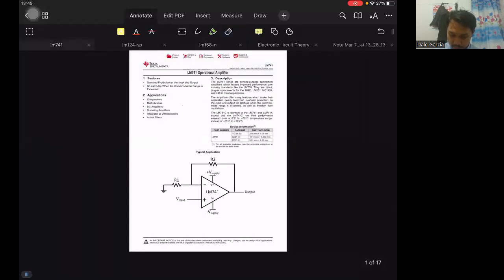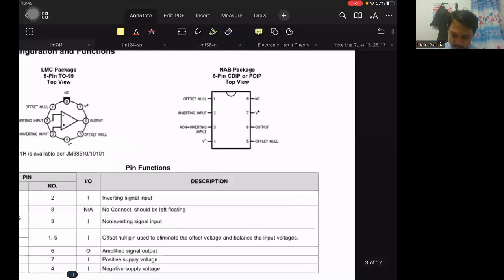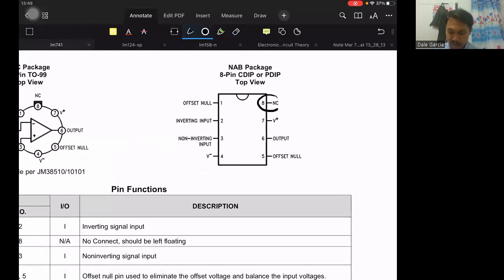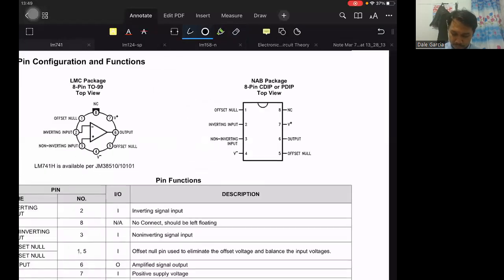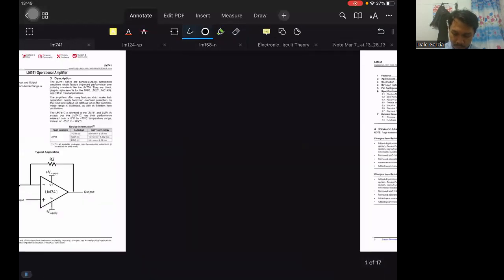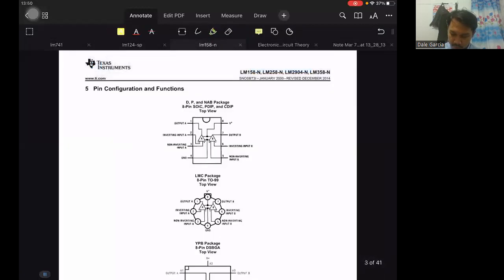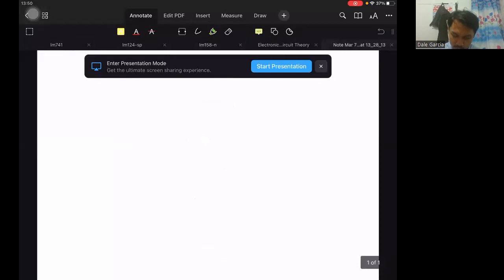Like this is the 741, right? Pin 8 is no connection, so we don't connect that. So this is just something to take note of.